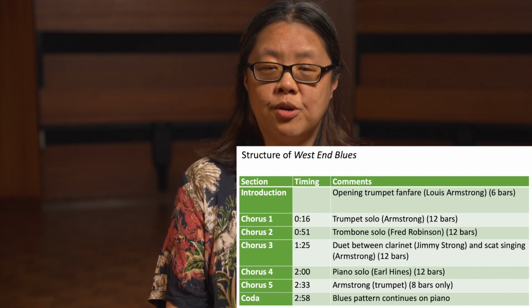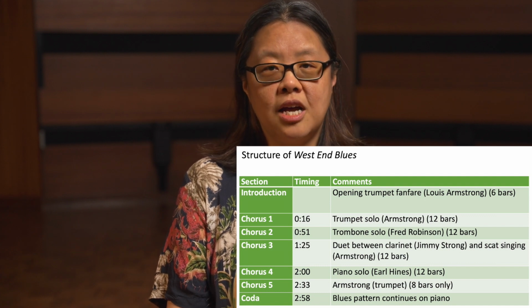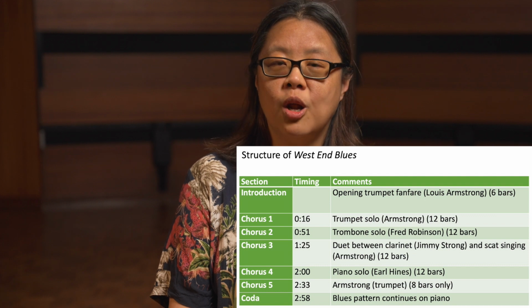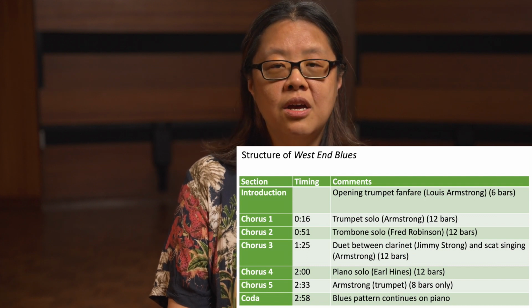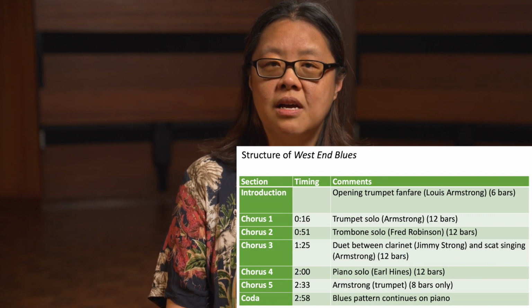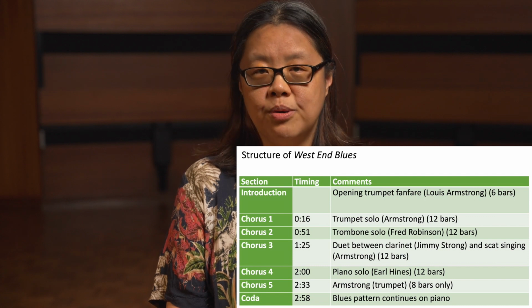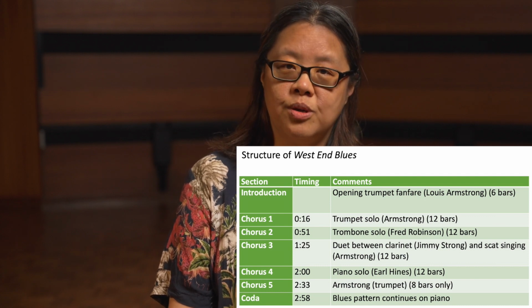This is followed by trombone improvisation and a clarinet solo playing in its shallow range. The shallow range is the lower range of the clarinet. Note the call and response between Jimmy Strong on the clarinet and Armstrong's warm scat singing. This is another important and famous feature of this recording.